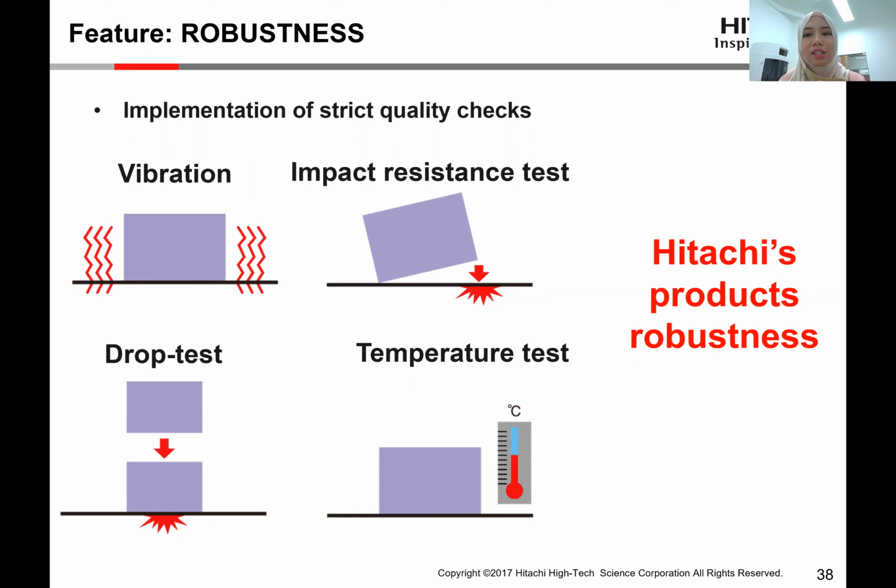Okay, so HITACHI is manufactured in Japan. All our products are subjected to very strict quality checks in terms of vibration, impact resistance test, the drop test, and also temperature testing. In terms of these tests, we need to ensure that when customers receive it, it is in very good hands, and it can help the customer to use it over a very long term. All right. So HITACHI's product is very robust.